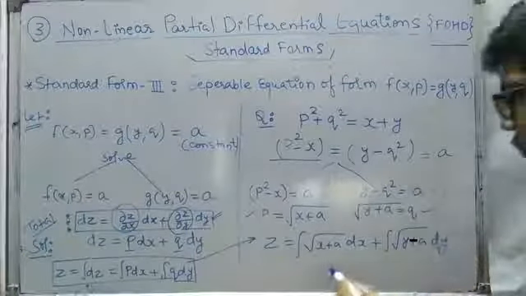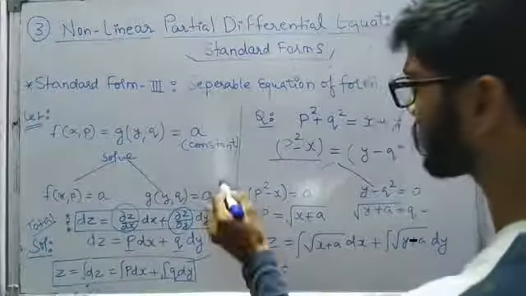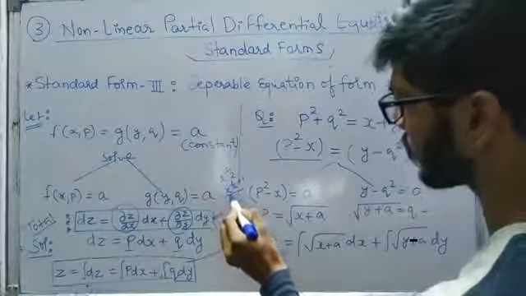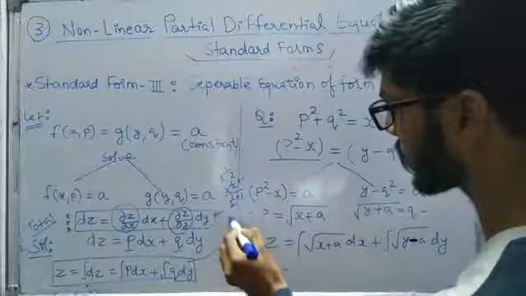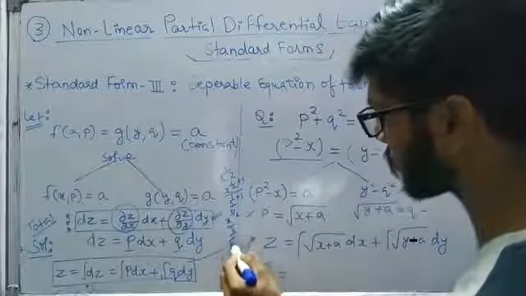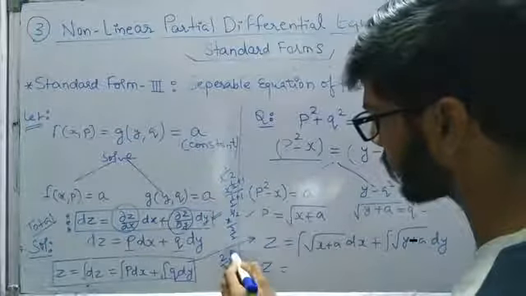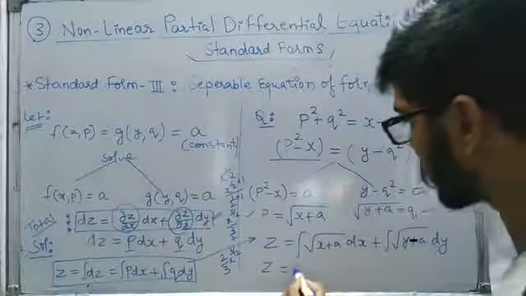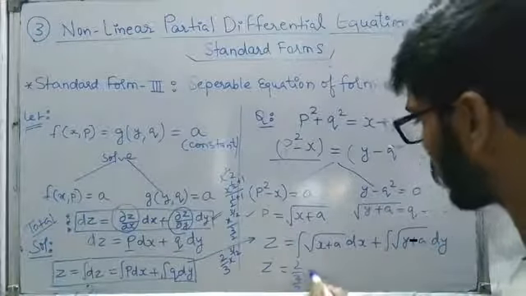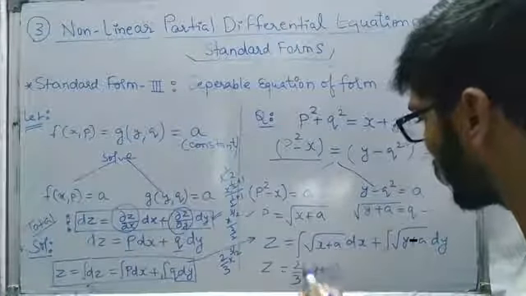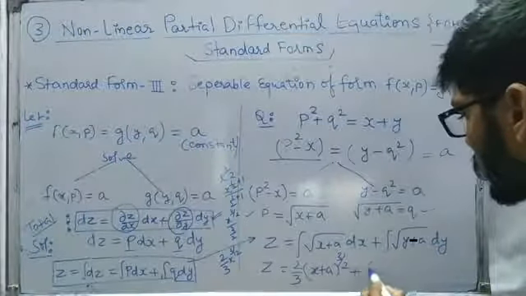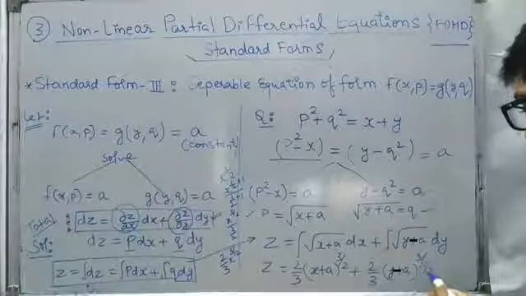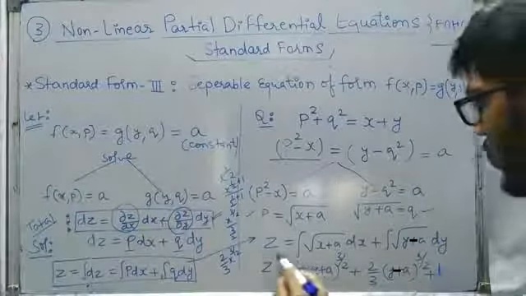The integration of x power 1 by 2 is nothing but x power 1 by 2 plus 1 divided by 1 by 2 plus 1. So this is nothing but x power 3 by 2 divided by 3 by 2, so 2 by 3 x power 3 by 2. This is nothing but x plus a whole power 1 by 2. So the integration will be 2 by 3 x plus a power 3 by 2 plus 2 by 3 y plus a power 3 by 2, and we are going to get another constant c.